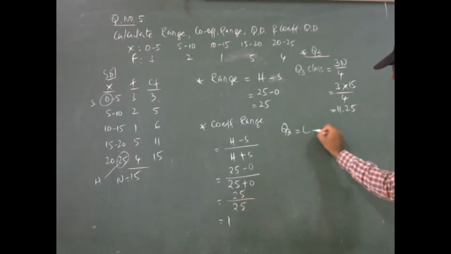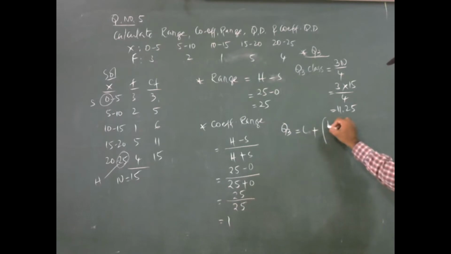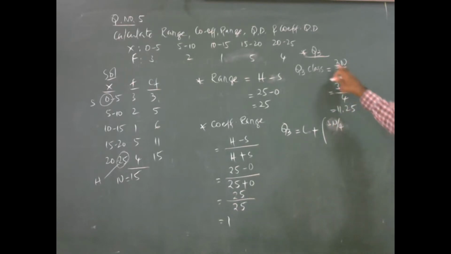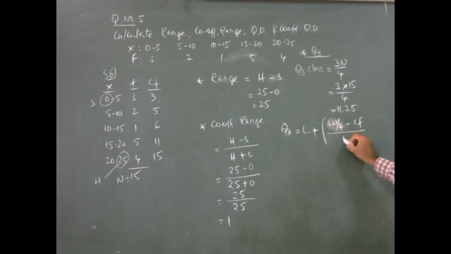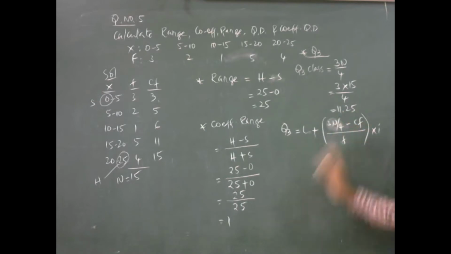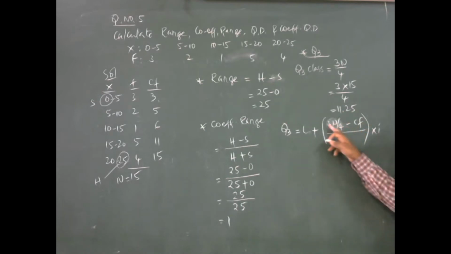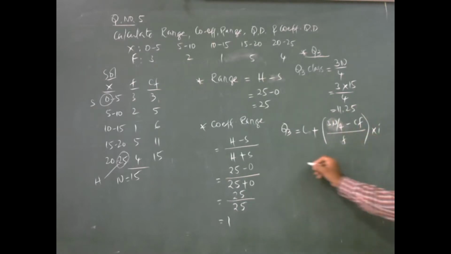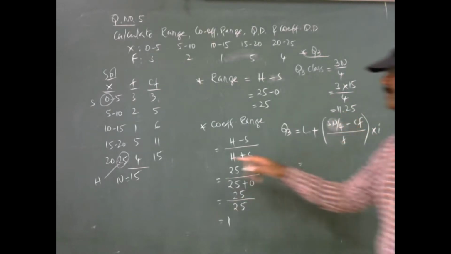Q3 equals L plus, it was not n divided by 2, it is 3 into n divided by 4 minus CF, divided by F, into I. It is exactly the formula like a median. The only change is that n by 2 in median is now 3 into n by 4. The remaining is the same. Now identify where 11.25 comes.